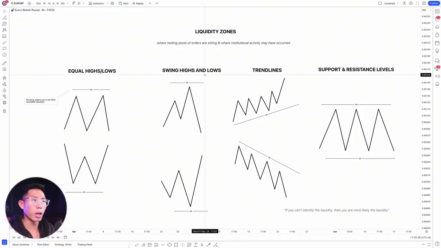We know that in an uptrend, price is creating your higher highs and higher lows, and in a downtrend, price is creating your lower highs and lower lows. And within these swing highs and swing lows, there will be your stop losses, your pending buy or sell orders once again. There will be liquidity.